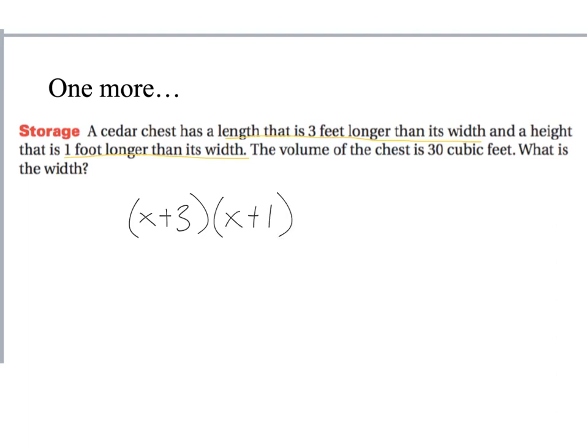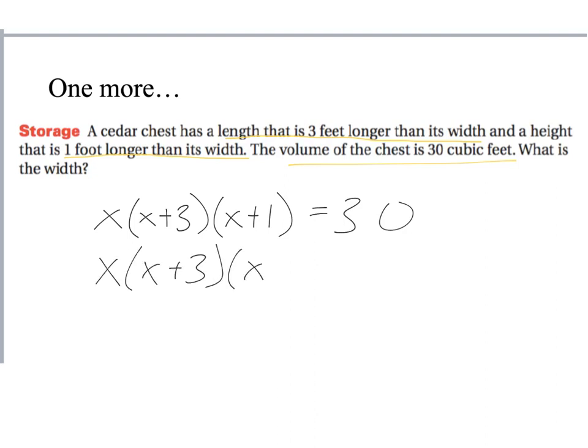The volume is 30 cubic feet. And we don't know what the width is, so I need to throw in an x for the width. So the x is going to be the width this time instead of the length. Same thing, we're going to plug this into the calculator: x times x plus 3 times x plus 1 minus 30 equals 0.